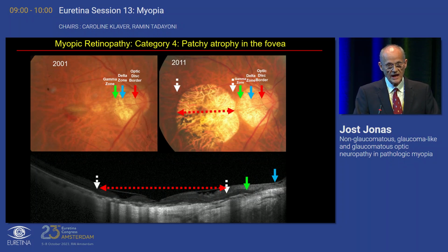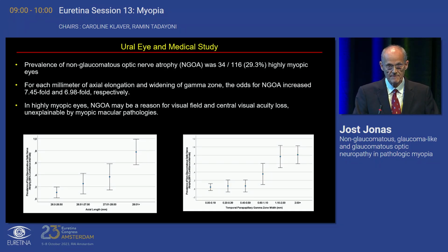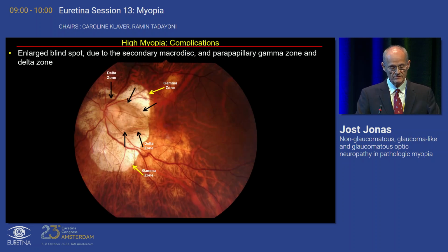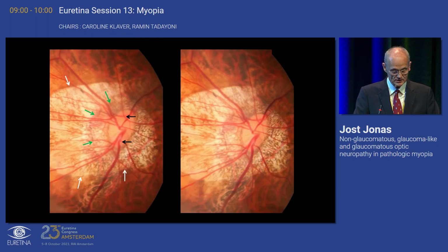And also patchy atrophies with an enlargement of Bruch's membrane defects lead to a lengthening and stretching of the nerve fibers, and that may be the reason for the high prevalence of a non-glaucomatous optic nerve damage in highly myopic eyes, which may be the reason for central visual field defects, in association, of course, with an enlarged blind spot.